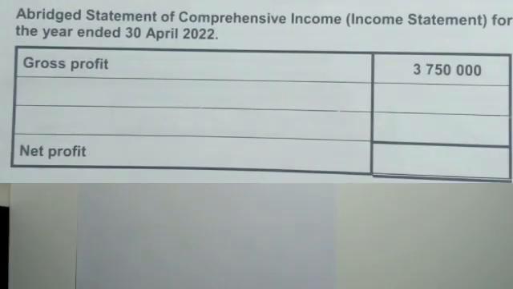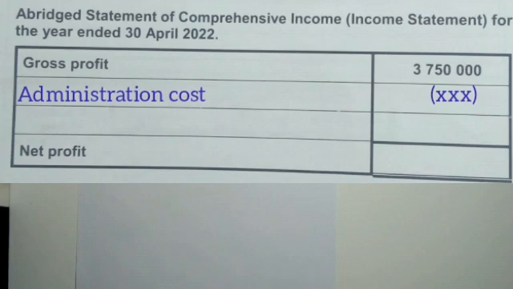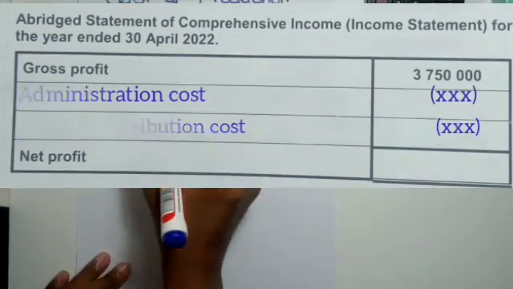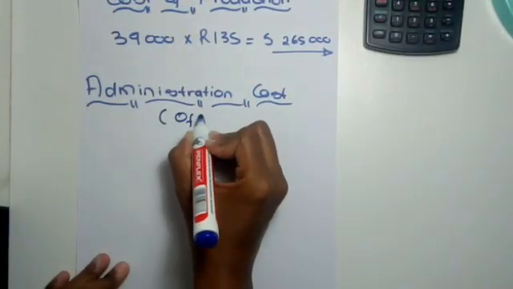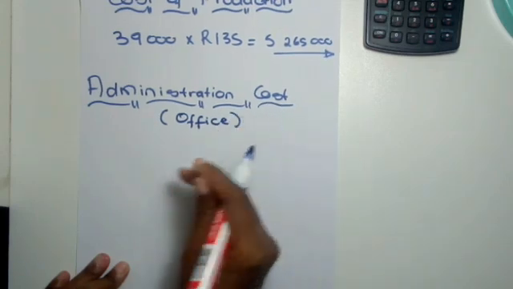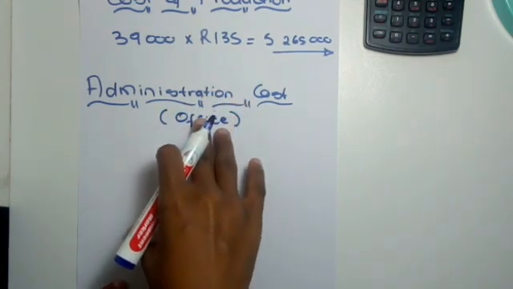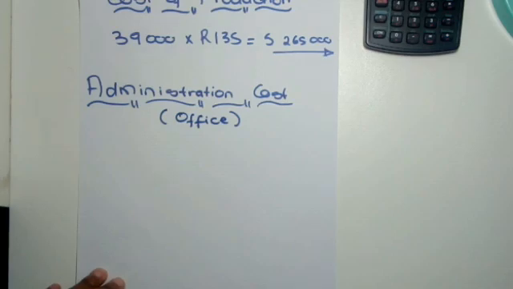Moving on to our abridged statement of comprehensive income, we see that we have been given a gross profit, meaning that they have dealt with sales and cost of sales for us, and we are taking it from just the expenses of this statement. Now we know that this statement has only two expenses, one being administration cost and the other being selling and distribution cost. When we are talking about administration cost, we are talking about everything else that affects our office. So as we are looking in our information, we are looking for all those things that belong to the office, and so long as that thing belongs to the office, it means that it affects our administration cost.